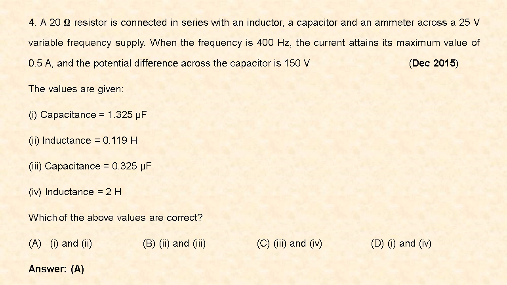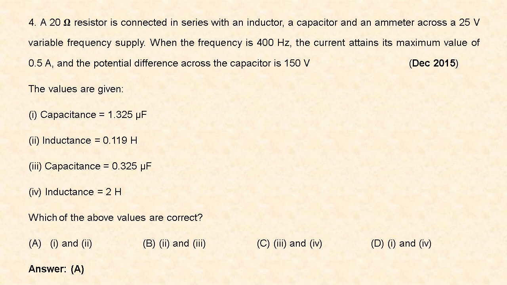This question was also asked in December 2015 and they have given the values of capacitance and inductance. First, capacitance is equal to 1.325 microfarad, inductance is equal to 0.119 Henry. Second, capacitance is equal to 0.325 microfarad, inductance is equal to 2 Henry. Which of the above values are correct? Option A 1 and 2, option B 2 and 3, option C 3 and 4, option D 1 and 4. The correct answer is A.